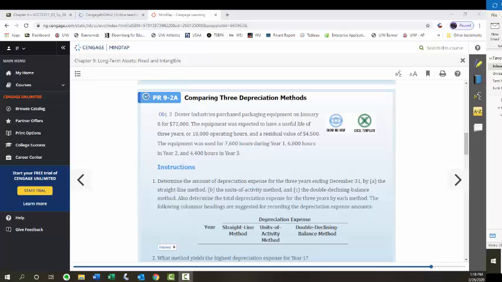It is expected to have a useful life of 3 years or 18,000 operating hours. At the end of those 3 years or 18,000 hours, it will have a residual scrap value of 4,500. It was used in year 1, 7,600 hours, 6,000 hours in year 2, and 4,400 hours in year 3. So we're to do each of the 3 methods that we went over during the lecture on Chapter 9: straight line, units of activity or units of production, and double declining balance.